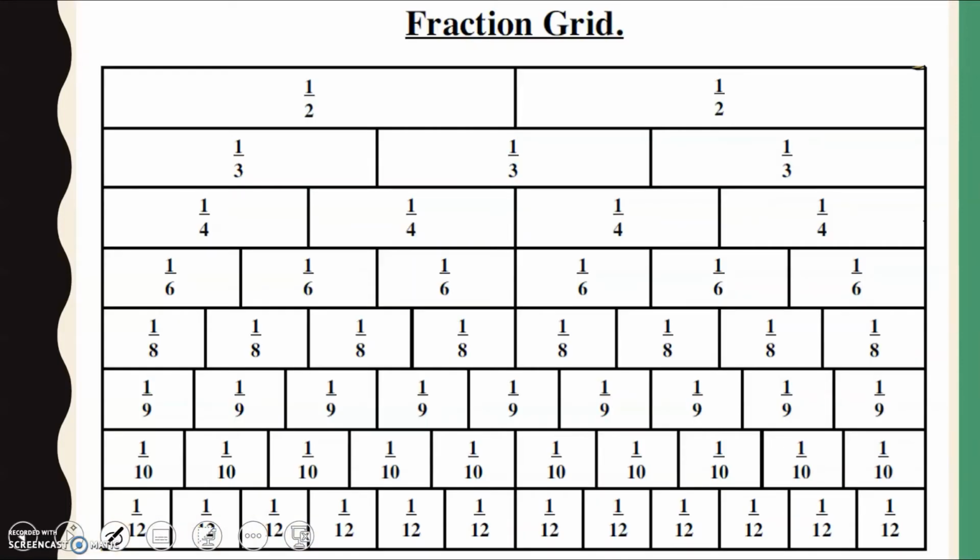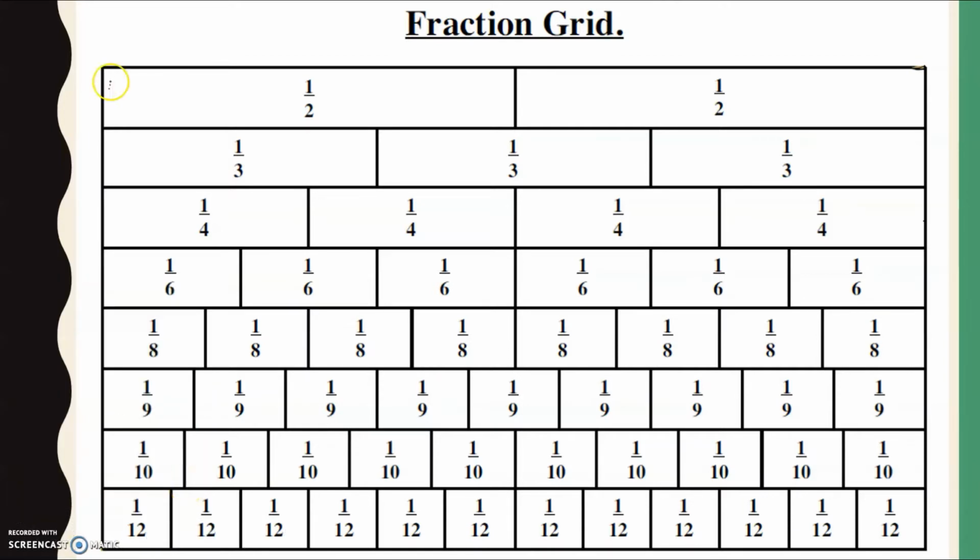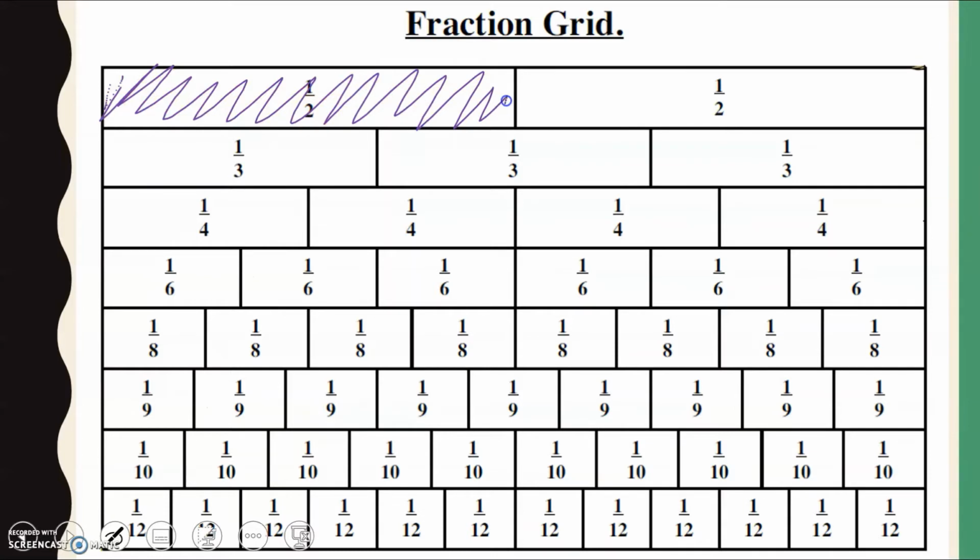Here I've got a fraction grid, so you can see that in my top row, the whole rectangle has been split into halves, and we have 2 of them. On the next row we've got thirds, then quarters, then sixths. So what I'm going to do to start off here is shade in this top row along here. So I've shaded in 1/2.